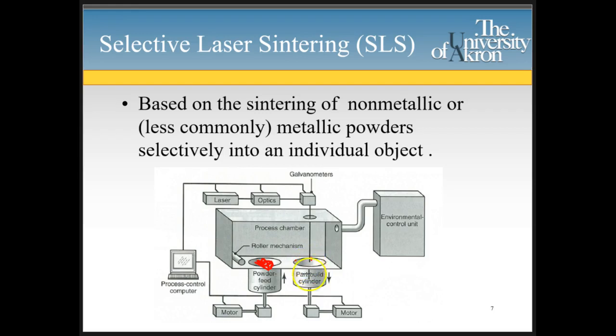Okay, and then the platform goes down, and the roller comes and puts another layer of powder over, and the laser sinters it again. And you have an environmental control unit, because you're sintering material, so you can have smells and stuff. But that's basically a similar process, where we build it layer by layer from the bottom up.